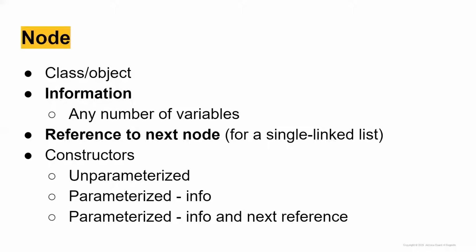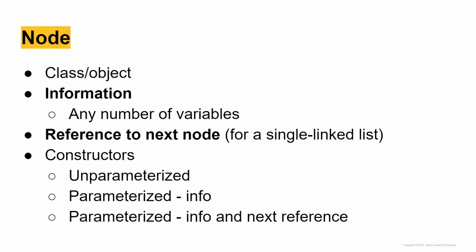What it does is it essentially contain two things. It contains bits of information, and it contains a reference to the next node in the linked list. The information can be any number of variables. This is a vague term intentionally, because it is completely up to you what you need or want your information to be. It could be ints, strings, booleans, other objects of other classes.